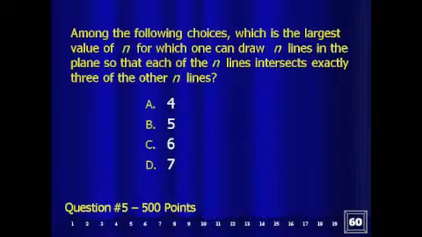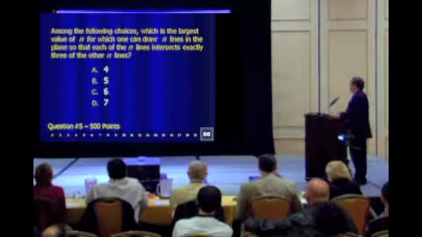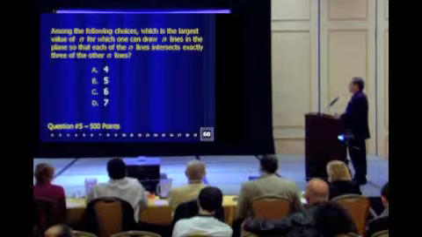Among the following choices, which is the largest value of n for which one can draw n lines in the plane so that each of the n lines intersects exactly 3 of the other n lines? Is it 4, 5, 6, or 7? Among those choices. Everyone understand the question?